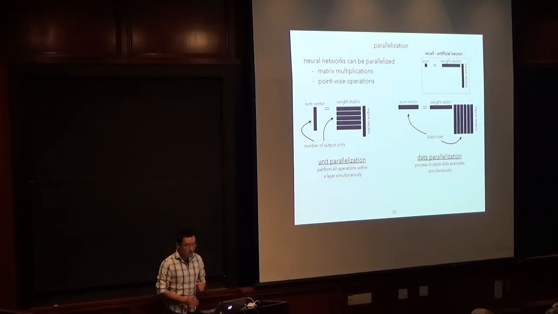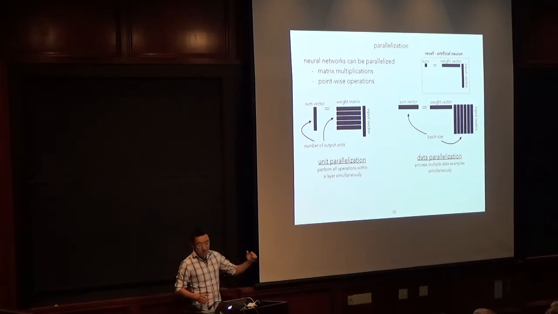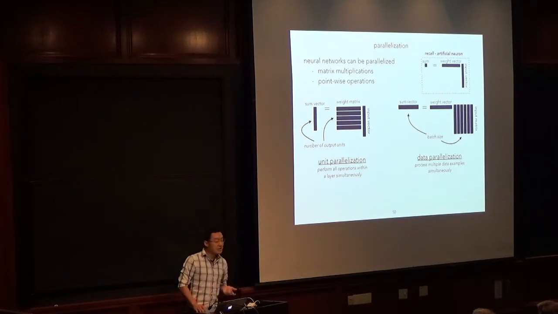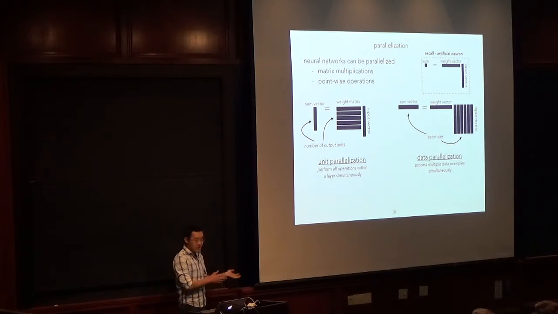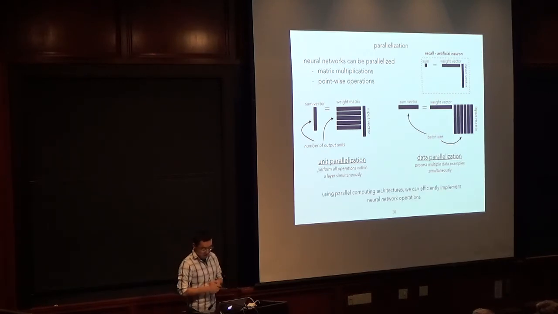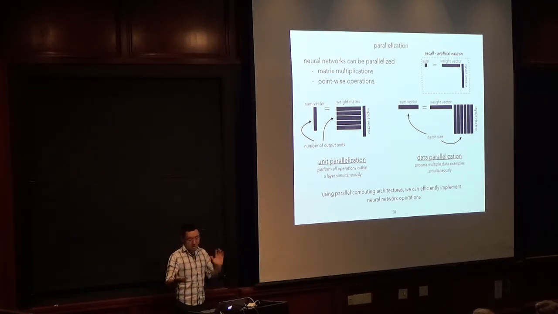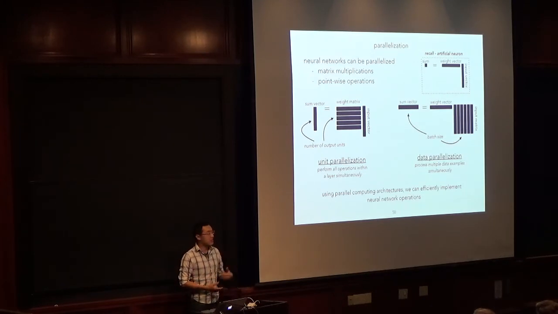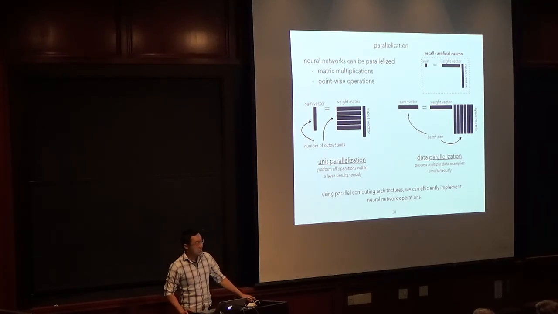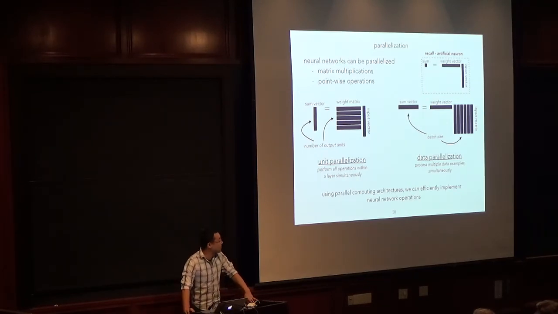We can also do data parallelization, where we apply a single neuron across multiple input examples simultaneously. That's also a matrix vector multiplication. So unit parallelization versus data parallelization. With different choices of architectures, people think about different ways of exploiting these types of parallelism to dramatically speed up neural net training. In fact, you can speed up neural net training by a factor of 100 or more with effective parallelization.